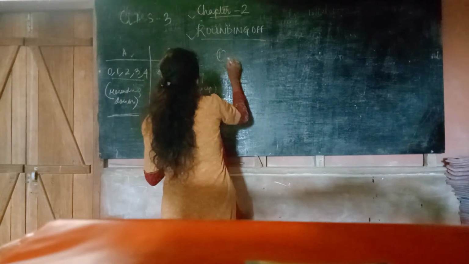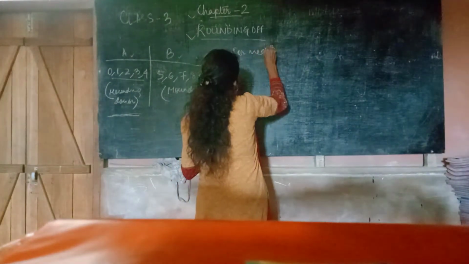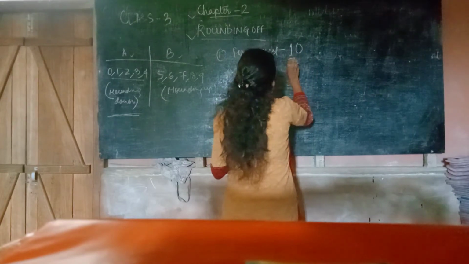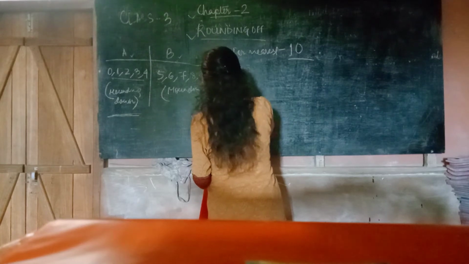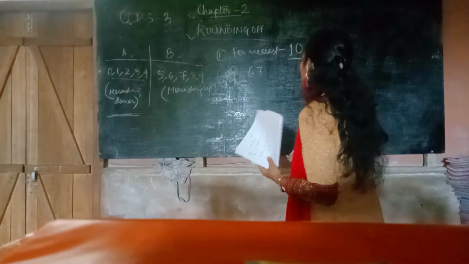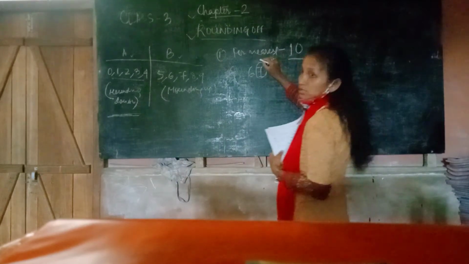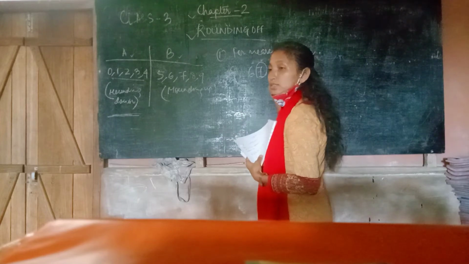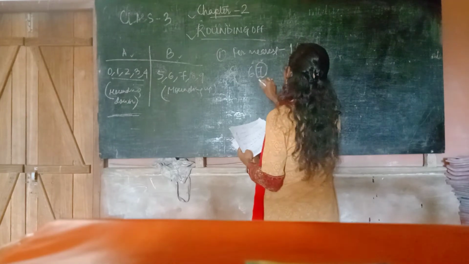Question 1. For the nearest 10. For example, for nearest 10, 67. For nearest 10, you have to see the digit in the ones place. Do you know the ones, tens, hundreds digit? Ones place, tens place, hundreds place. So 7 is in the ones place.